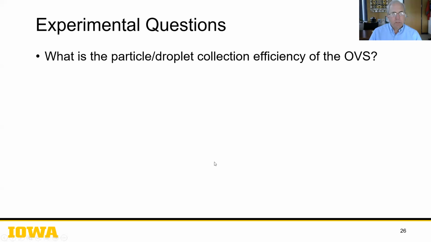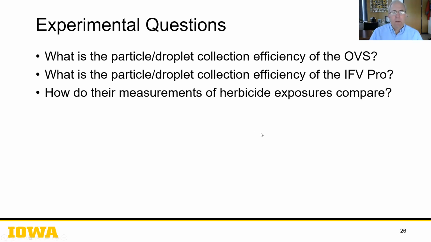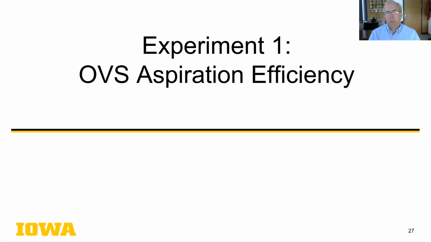So now the experimental question is, what is the particle droplet collection efficiency of the OVS? Is it anything near an inhalable? And what is the collection efficiency of the IFV Pro? It wasn't previously validated. And how do their measurements of herbicide exposures compare? So that's where students came in to answer some of these questions. So I'll go through this briefly.